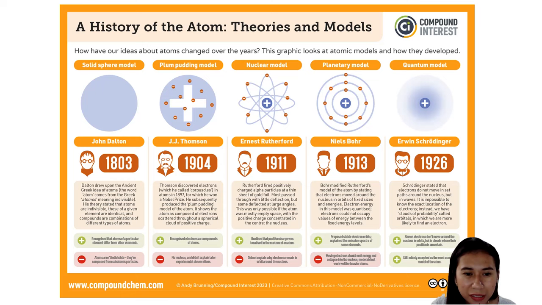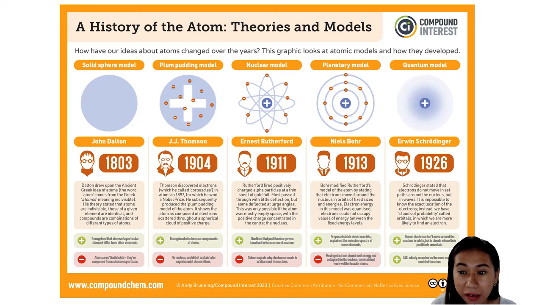Then followed by J.J. Thomson. Now J.J. Thomson discovered electrons. Remember that, ha? Joseph John Thomson. So, tandaan niyo, siya ang credited for the discovery of electrons, the negatively charged particles, subatomic particles. Yung famous na atomic model niya is the plum pudding model. He subsequently produced the plum pudding model of the atom, and it shows the atom as composed of electrons scattered throughout a spherical cloud of positive charge.